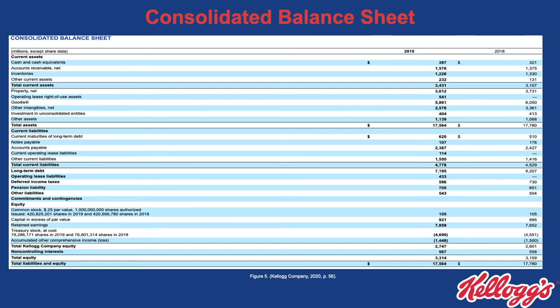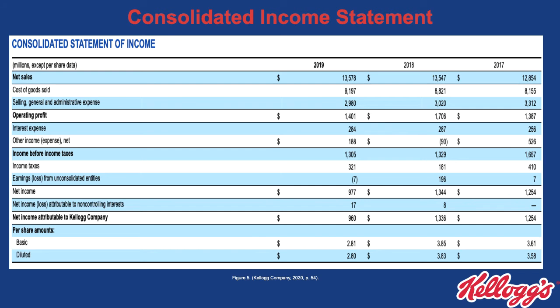Now, as you can see, this is a consolidated balance sheet from Kellogg's fiscal year ending December 31st, 2019. And we have here the cash and cash equivalents, accounts payable, property, plant, and equipment, as well as inventory. And we can compare year by year. And we also have the consolidated income statement from Kellogg's statement of income.